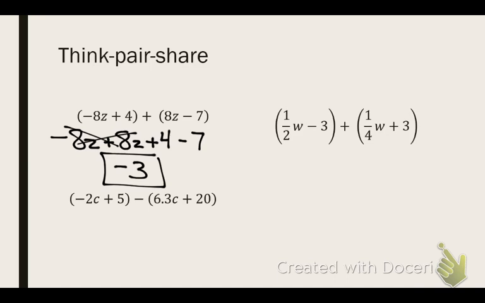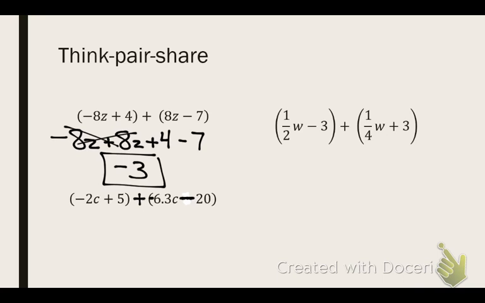Okay, what about the second one? The bottom one with the decimal. What are you going to group next to negative 2c? Oh, wait, hold on a second. That subtraction sign does what? I almost missed that. It changes. So subtract now changes to addition, and now positive 6.3 becomes negative, and positive 20 becomes negative 20.